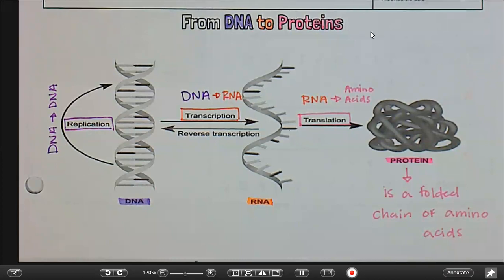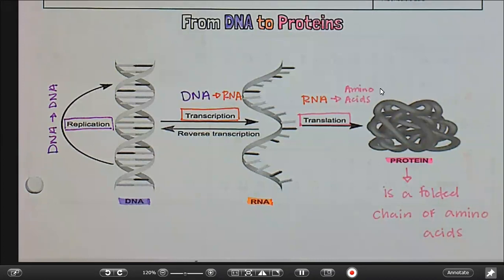And I always think about translation versus transcription, as transcription is the same language. We're still in nucleic acid. DNA to RNA is nucleic acid to nucleic acid. So we're just rewriting it. Translation is a nucleic acid to a protein. So we're going from RNA to amino acids, which are the building blocks of proteins. So we're actually changing languages. We're changing macromolecules. So transcription is rewriting. Translation is a new language.